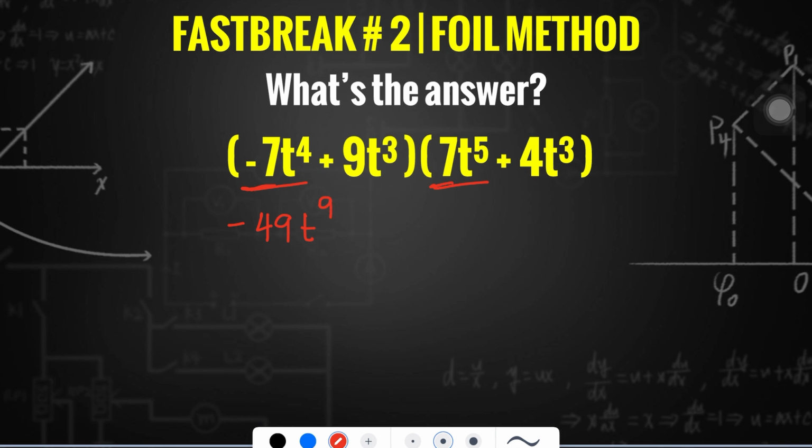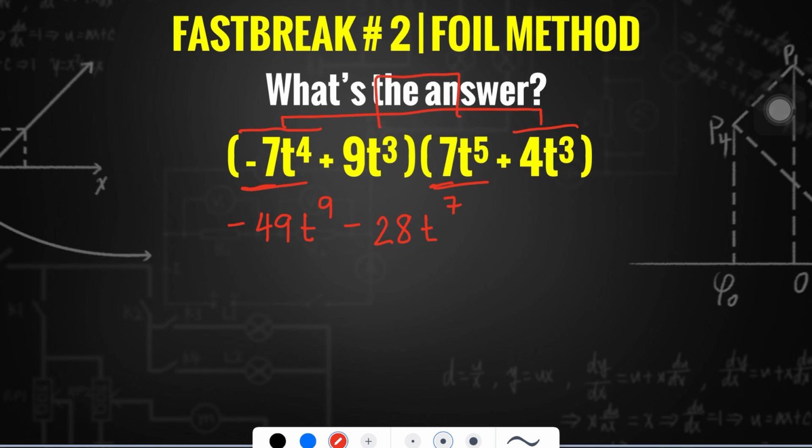Okay, next, we multiply the outer terms. So we have negative 7t raised to 4 and positive 4t raised to 3. Okay, so let's multiply these ones. So negative 7 times positive 4, that's negative 28. Okay, t raised to 4 times t raised to 3, t raised to 7. Next, we have the inner terms.